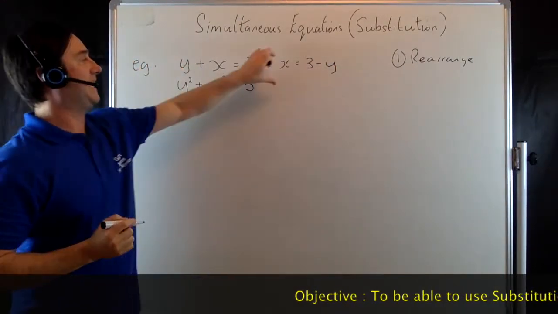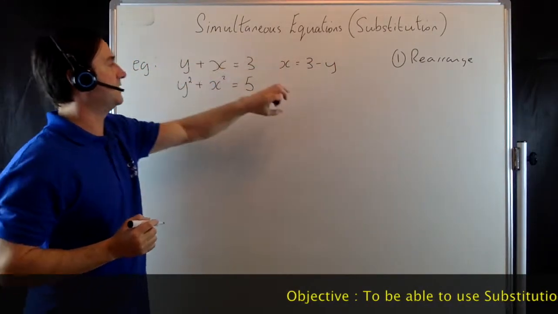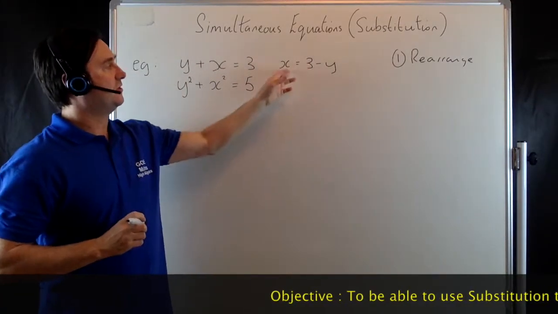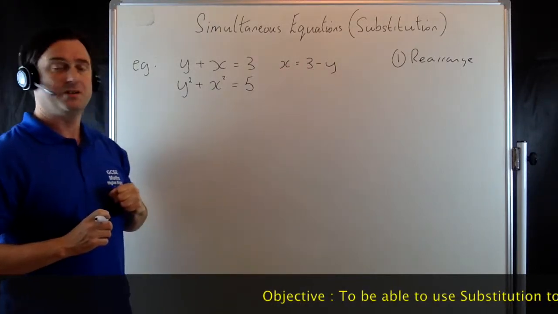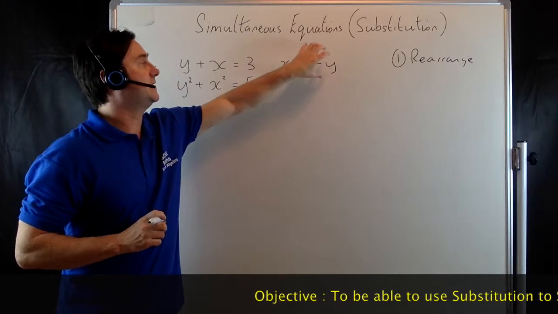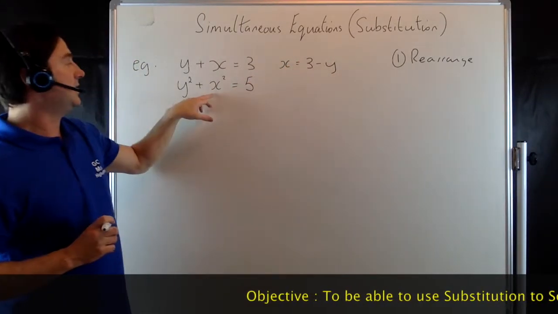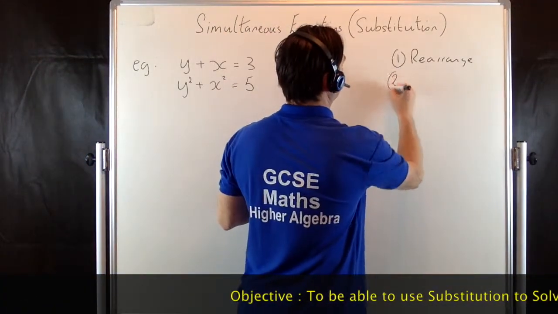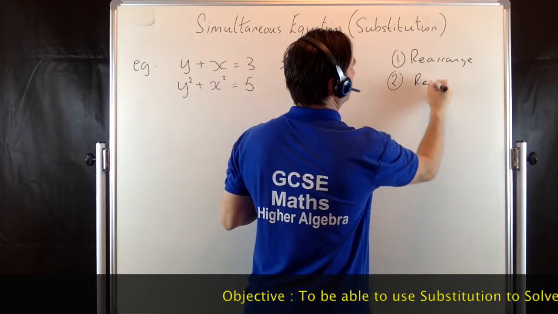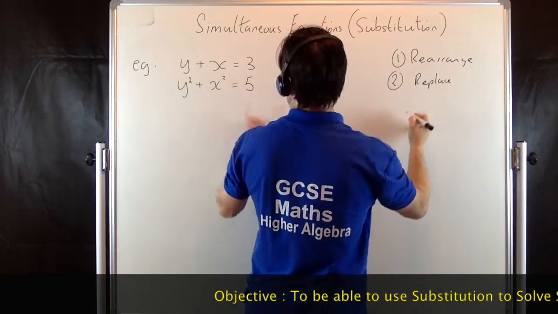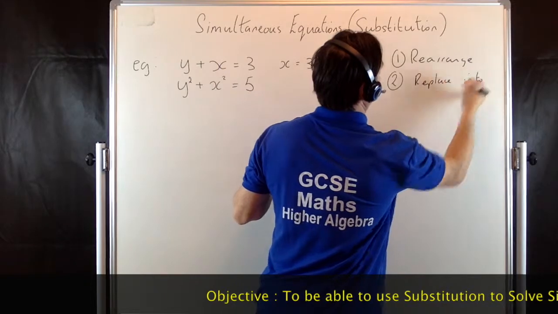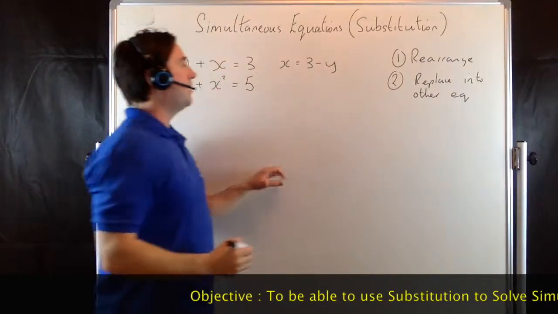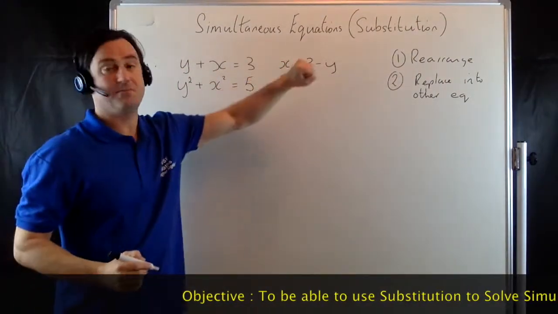All I've done is I've made x the subject, I've taken the y over to the other side and taken it away. And now what I've got is an expression for x. 3 minus y is my expression. What I'm now going to do is replace this expression in the other equation where x is. So the second step would be to replace into the other equation.